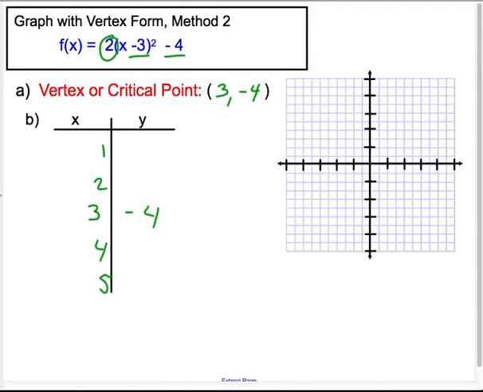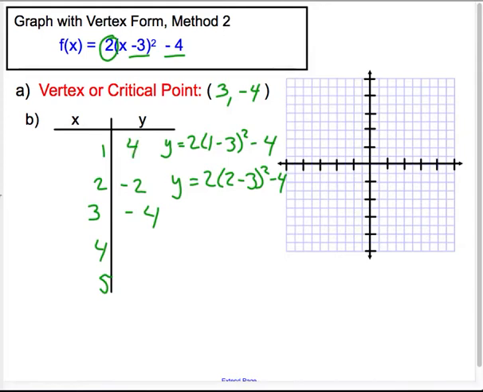equation says. So I'm going to substitute 2 in for x, and we got -1 squared is 1, times 2 is 2, minus 4 is -2. I'm going to substitute 1 in here. 1 minus 3 is -2, squared is 4, times 2 is 8, minus 4 is 4. And then to save a little bit of time on the other side, we also get -2 and +4. So I'm going to plot my points here.